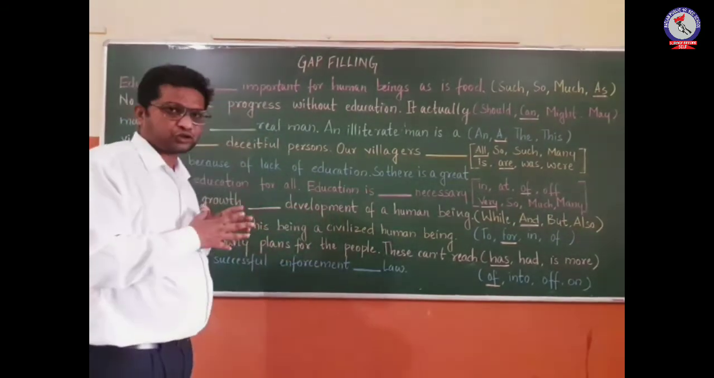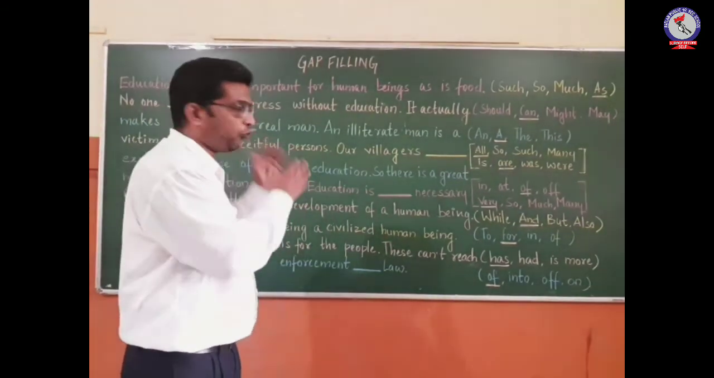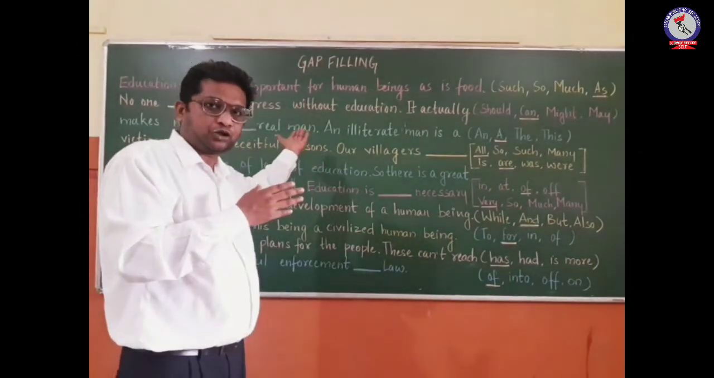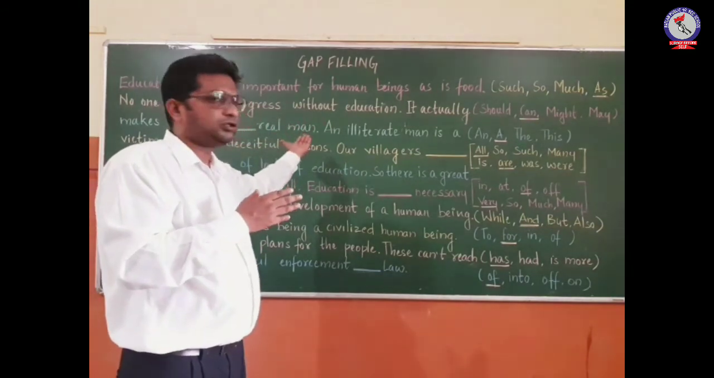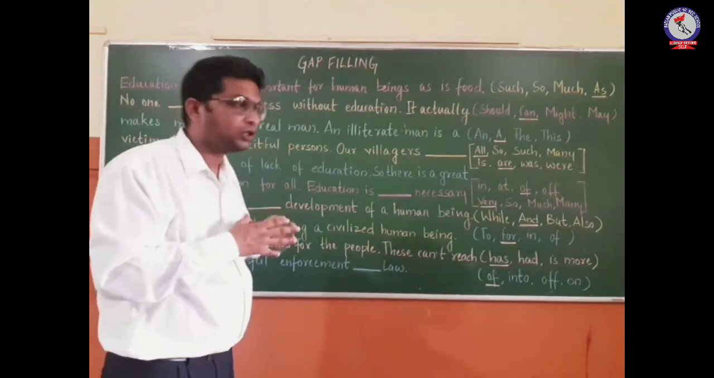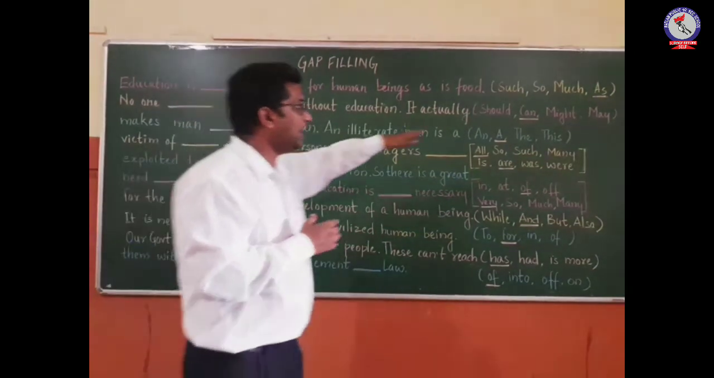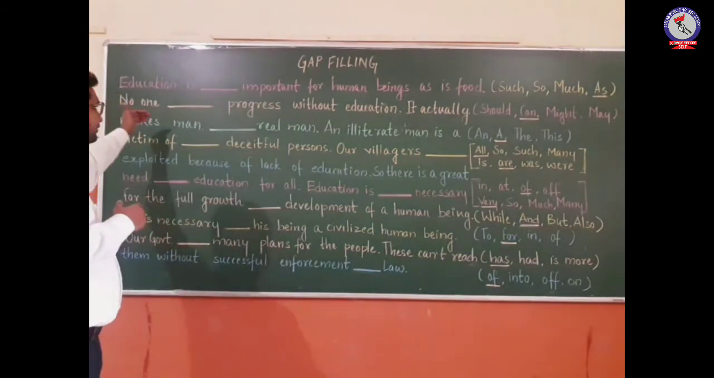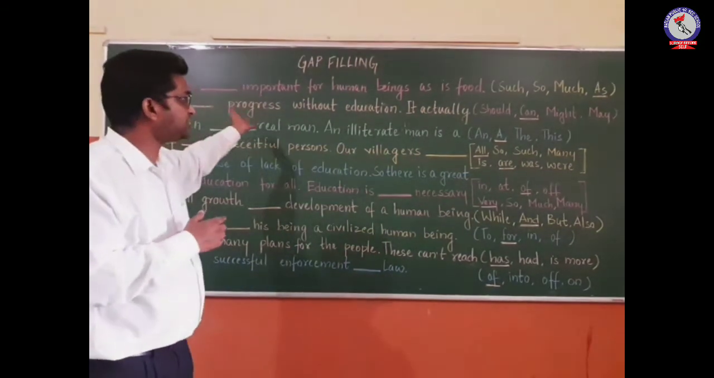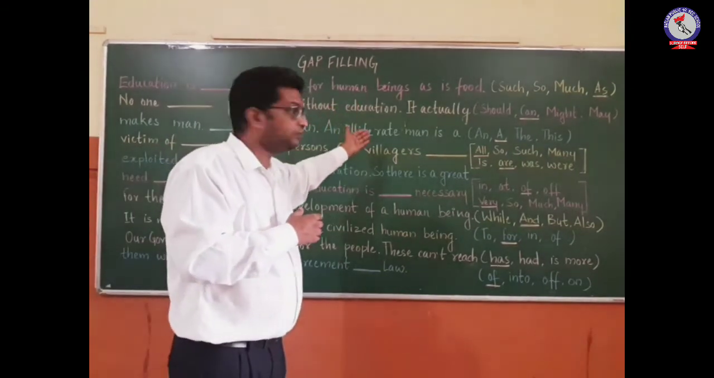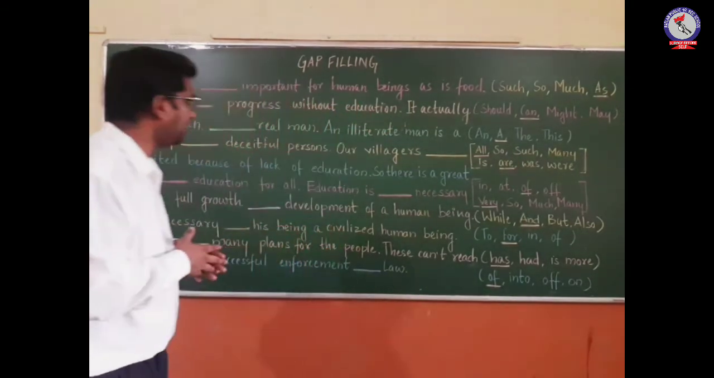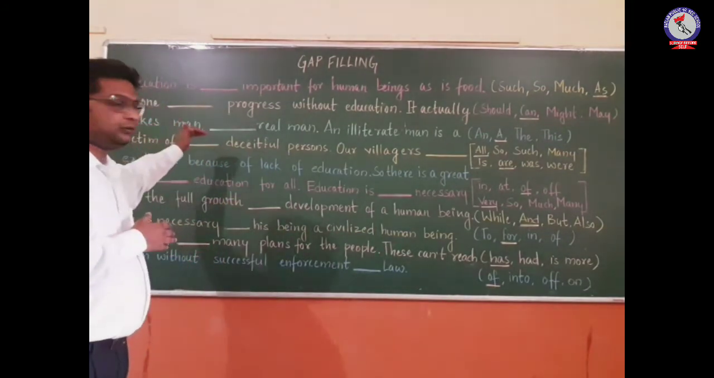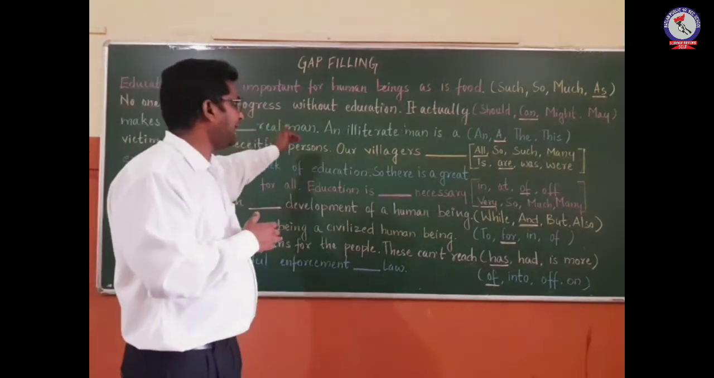Here, progress or getting progress is showing probability, chance or possibility. So therefore, we will employ can. So the sentence will be, no one can progress without education. Now let's read the third sentence: it actually makes man dash real man.